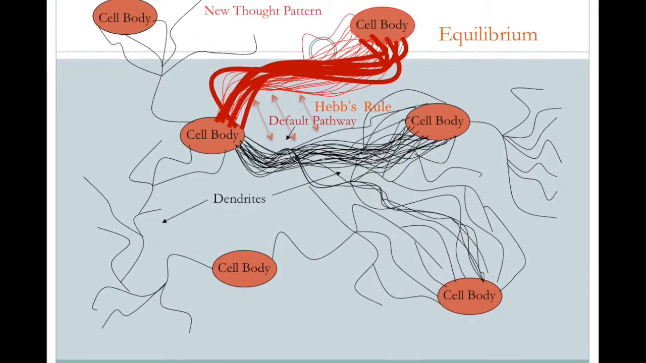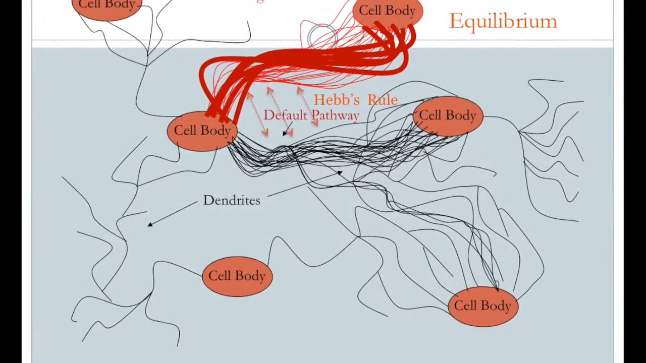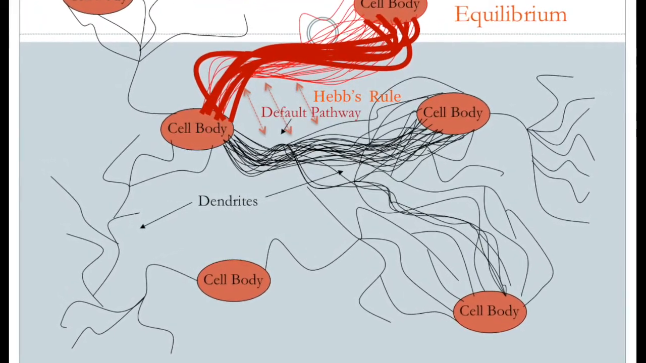Now, at equilibrium, new information is being processed in the brain, and it's becoming equally as likely to travel down either pathway. So at this point, I am equally likely to think I don't care as I am to think I do care. I care a lot. The orange arrows running between the red and black pathways indicate Hebbian plasticity.